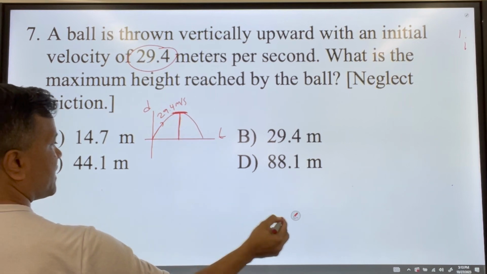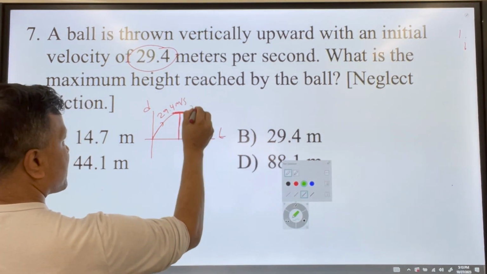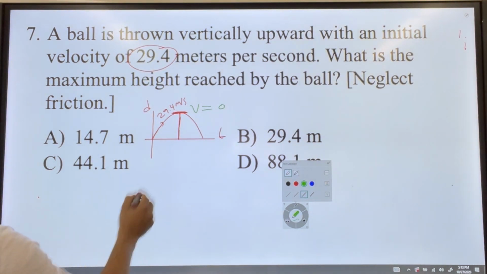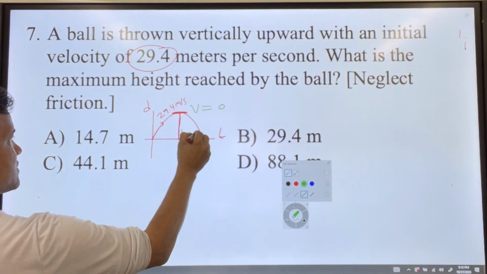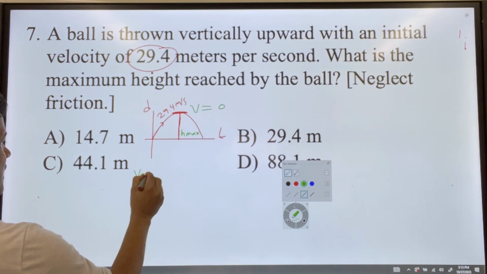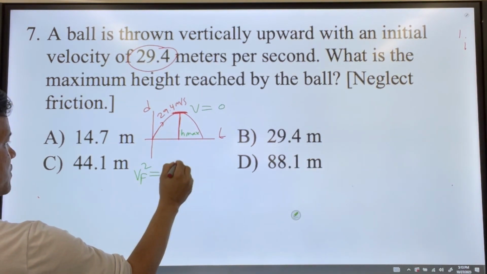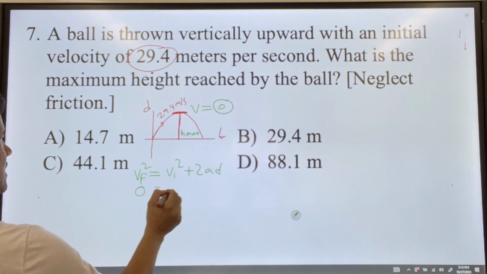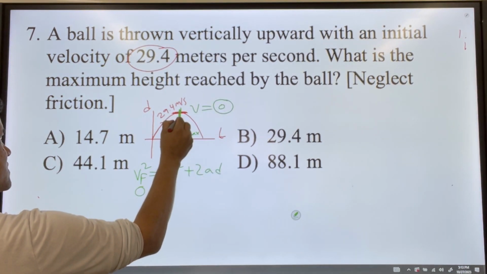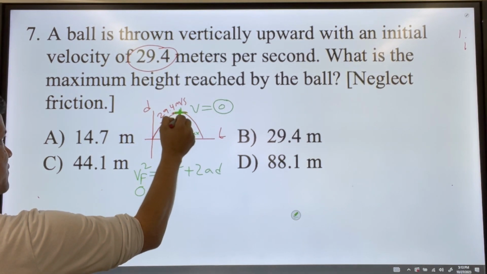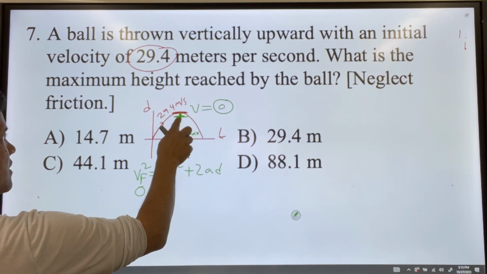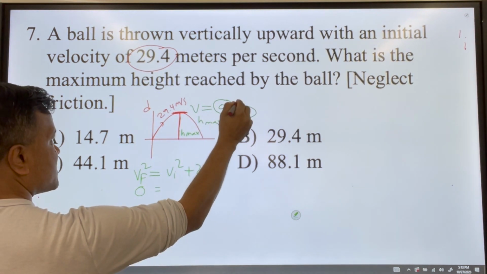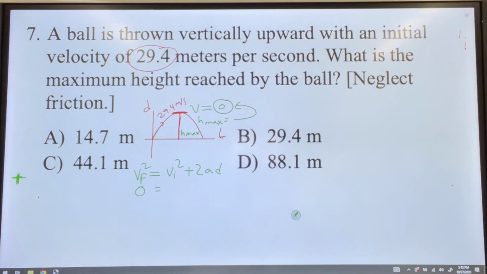What do we know right here? We know that the velocity at max height is 0. We're going to use that fact to find the height. Okay, so we know that vf squared is vi squared plus 2ad. Good. So velocity is 0, right? Because max height is when the velocity is 0, right? That's where the max height is.